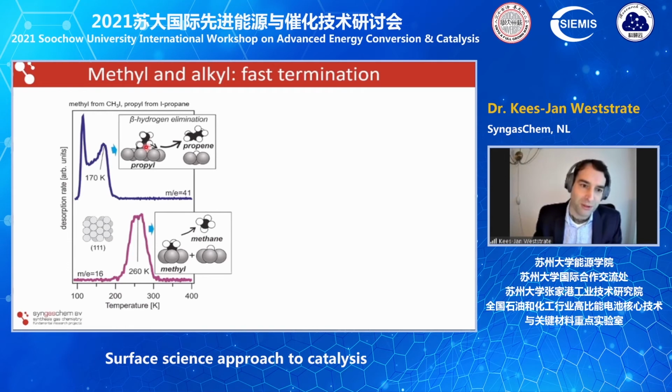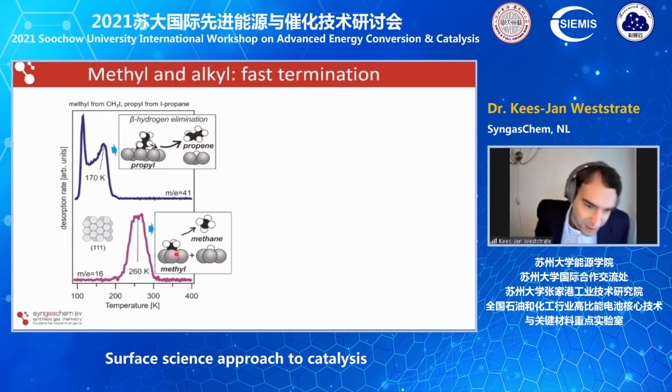So for the propyl, what we see when we heat is that at a very, very low temperature, this is 170 Kelvin, it's much, much colder than room temperature, already at this temperature, the propyl species will react. It will lose one hydrogen, it will make the propene, and the propene will leave the surface. So at 170 Kelvin already, propyl will decompose to propene, which leaves the surface. So in Fischer-Tropsch terms, this is the termination reaction.